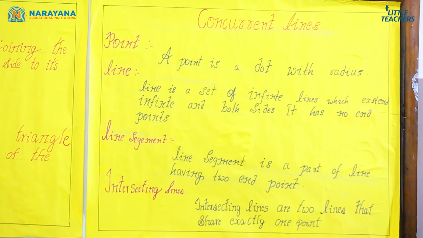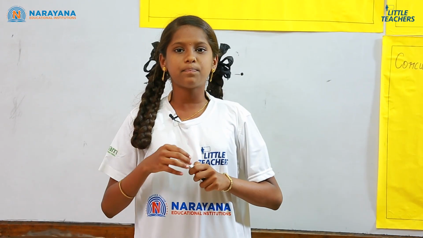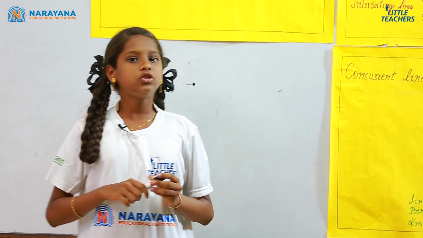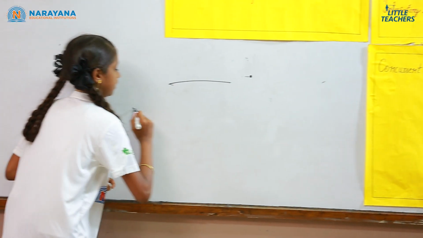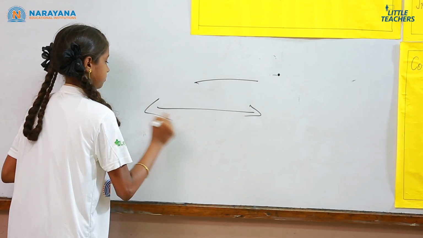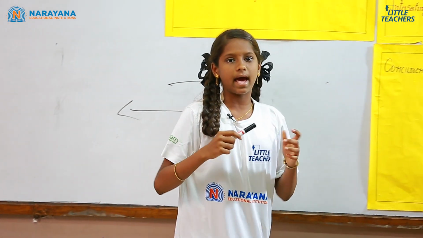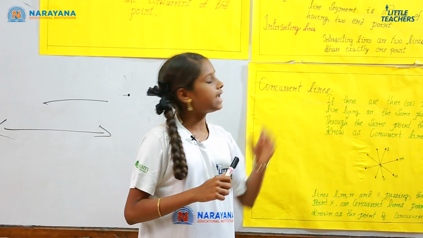And a line segment. A line segment is a part of a line having two endpoints. For example, clock hands.